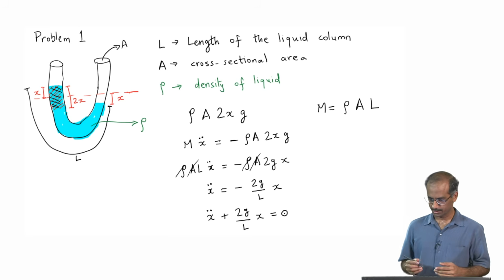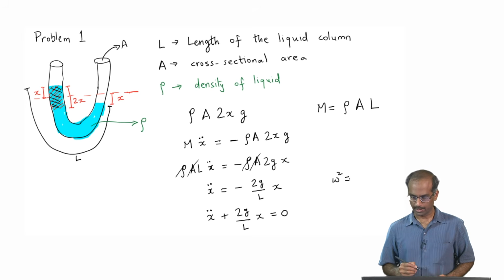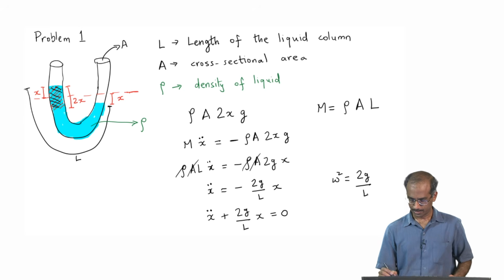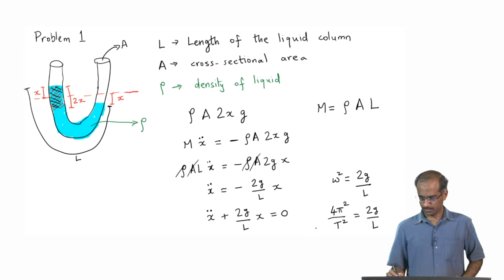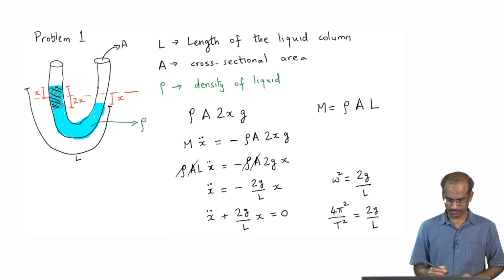simple harmonic motion equation, except that I need to make the identification that omega square, which is the square of the angular frequency, is equal to 2 g by L. And if omega square is 2 g by L, it is straightforward from here onwards to find out the time period, that is 4 pi square by T square is 2 g by L. So, now you take this equation and rearrange and get the value of time period.